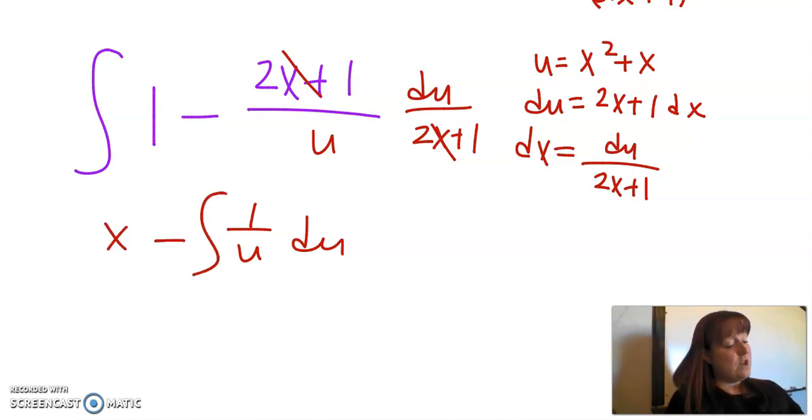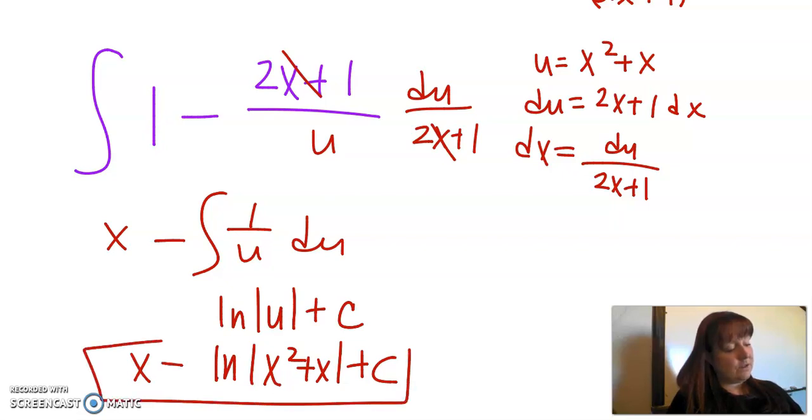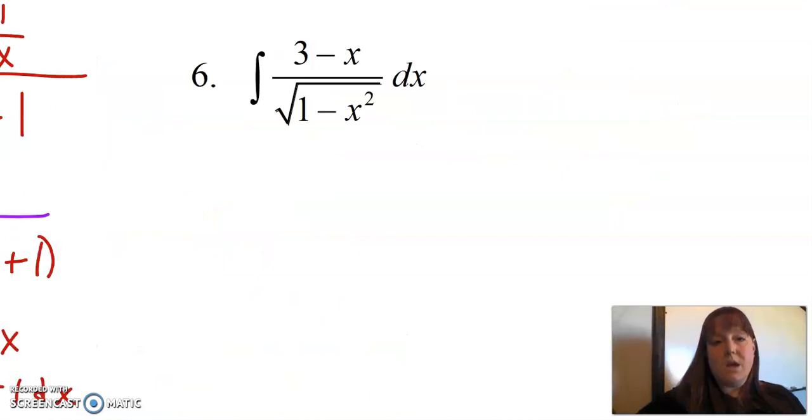There we go. So that's going to be ln absolute value of u plus c, and my u was x squared plus x, so I have ln absolute value of x squared plus x plus c, and I have x minus that, so there we go. That's our integral.